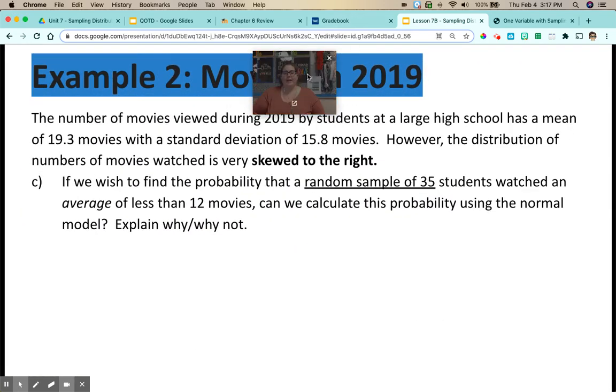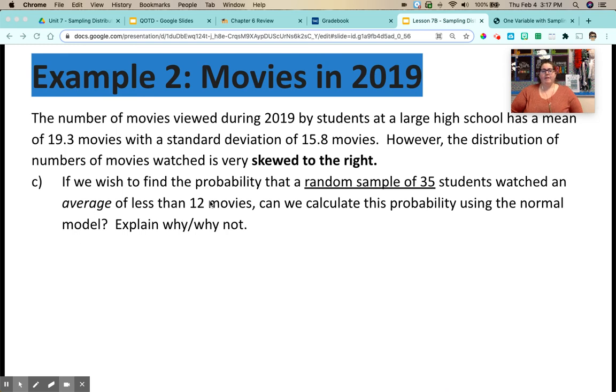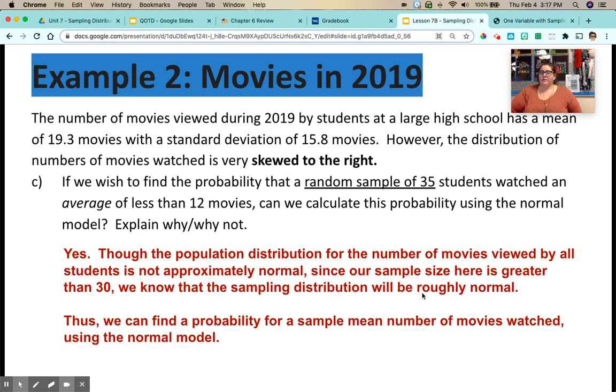So now let's see if we were going to find the probability that a random sample of 35 students watched an average of less than 12 movies. Can we calculate that probability? Now, the original population is still skewed to the right, but we are talking about a sample mean because it's an average, so we're now dealing with a sampling distribution that has a sample size of 35, which is greater than 30. So yes.